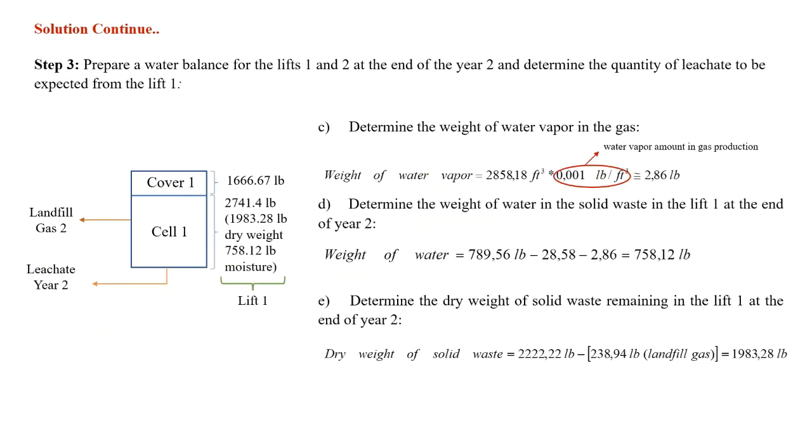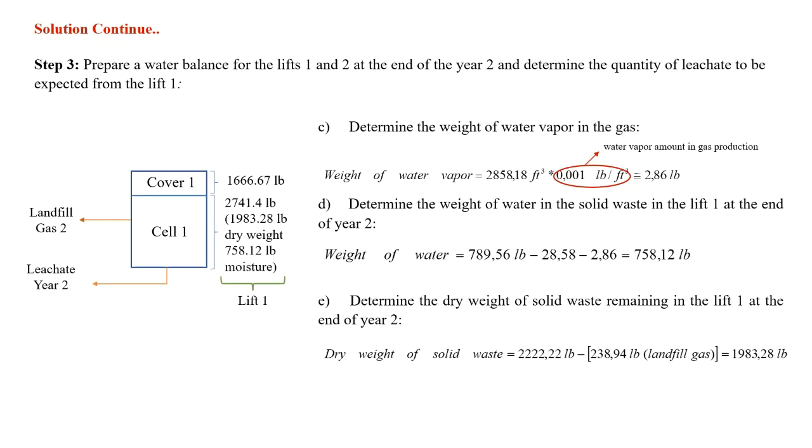And then there is another portion that is found in gas as water vapor, and we can find it with a similar procedure. Again, the relevant water vapor ratio in gas production is presented in the question text as 0.001 pounds per cubic feet. So, if you multiply this number with the volume of gas, we can estimate the water vapor found in the gas as 2.9 pounds.